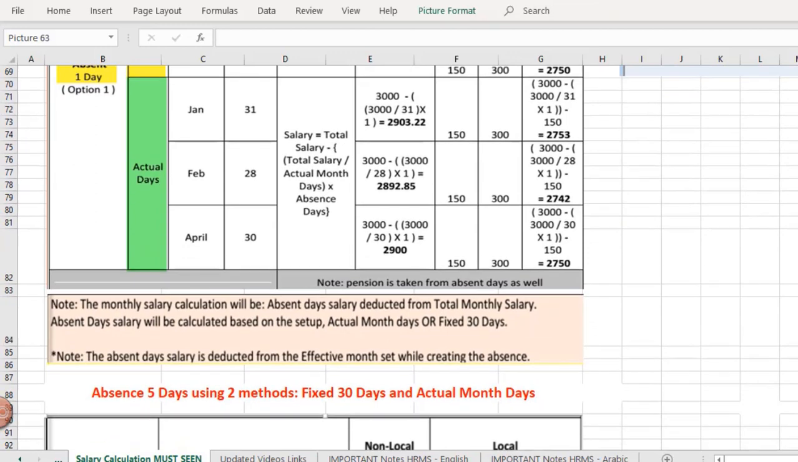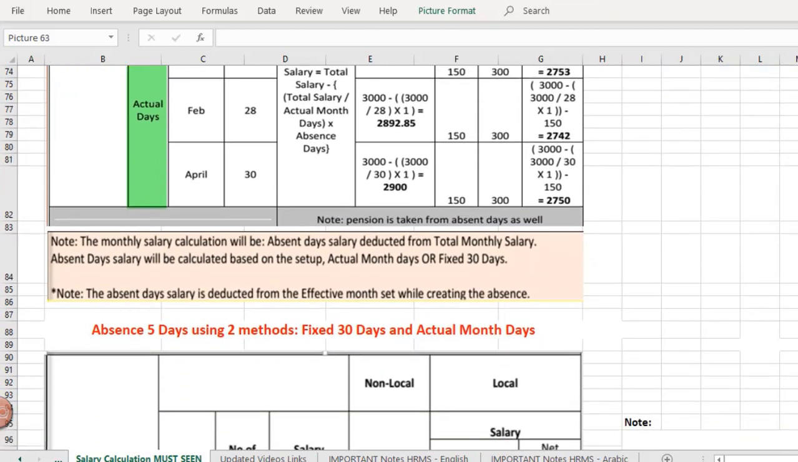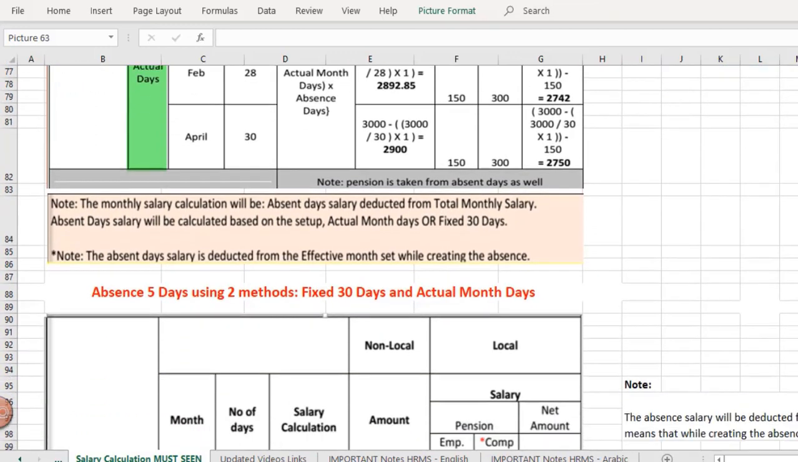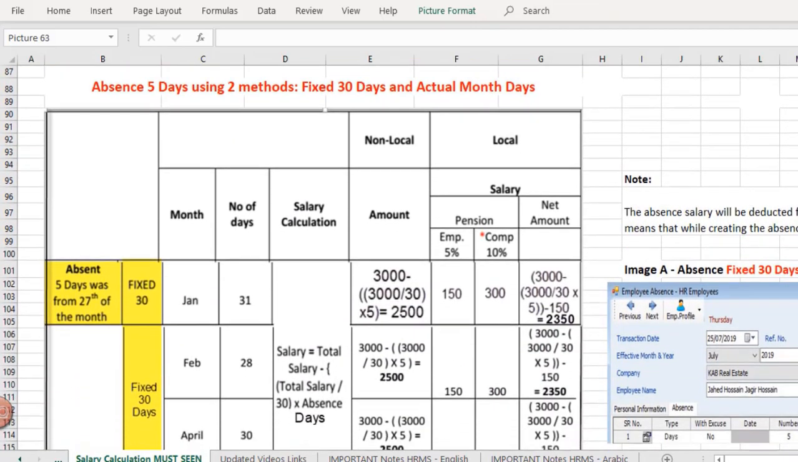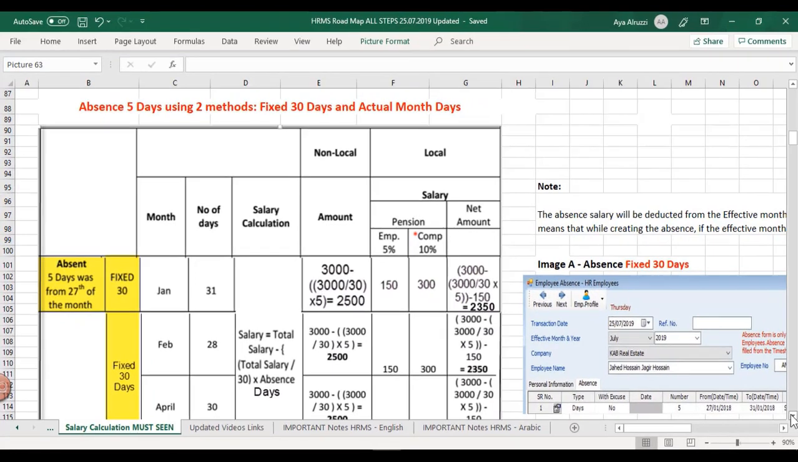Now let's see here when there are 5 days of absence. When there are 5 days of absence, this one gets a little bit more complicated, so it needs a lot of focus because it's calculated very differently based on fixed 30 days or actual month days, especially when we're talking about an absence which came between 2 months.